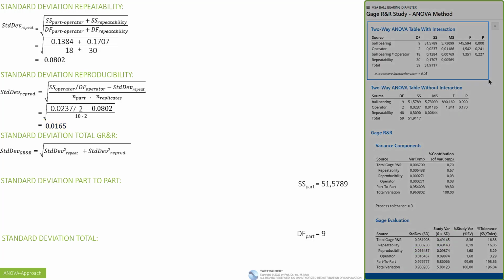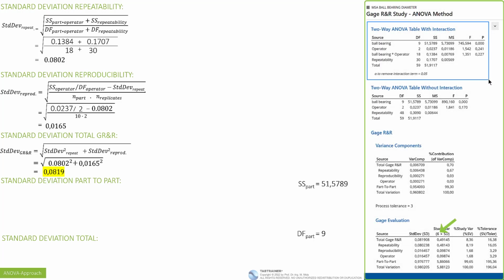The standard deviation of the measurement system variation in total results from the standard deviations of repeatability and reproducibility, which are firstly squared and added, as in the ARM approach. The square root of this result then gives a standard deviation for our measurement system in total of 0.0819 millimeters. We find this value in the output window at this point.